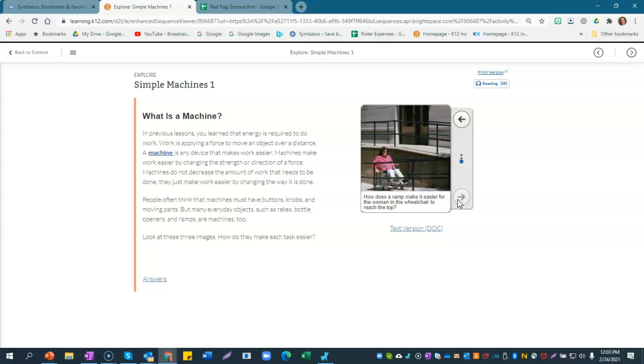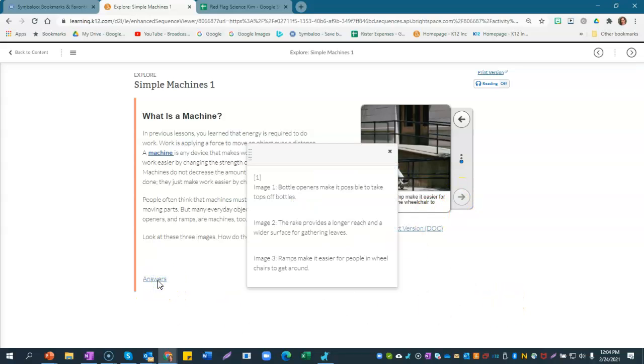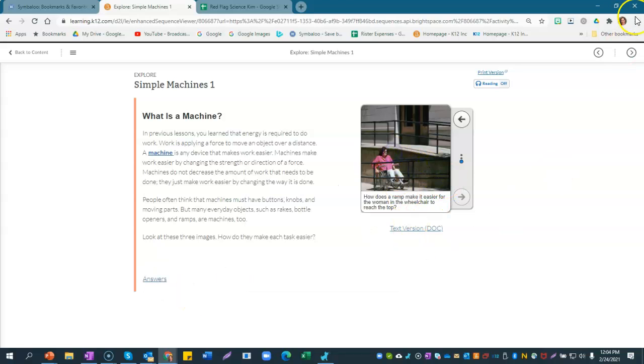And how does a ramp make it easier for this woman in the wheelchair to reach the top? So normally we just see stairs going up to a door, and in her case, she's not able to walk up the stairs. So she's still, by the use of a ramp, the simple machine, able to do the exact same amount of work, which is getting in the door, but it's just easier with the ramp. All right, so if we look at the answers, just everything we talked about. And we're ready for our next slide.